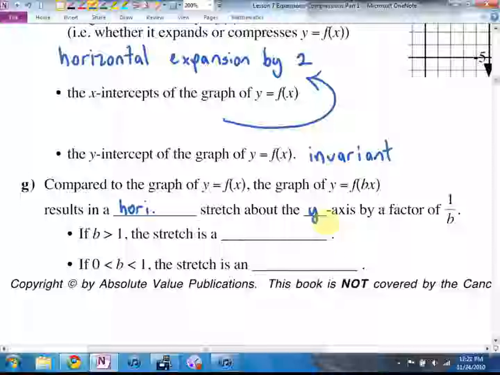5 over 4. Is 5 over 4 bigger than 1 or smaller than 1? Then it's an expansion. That's how I do the flip, and then I just say, if it's bigger than 1, it's expanding. If it's smaller than 1, it's compressing. So what if there was a 7 over 4 there? Compression by 4/7, which I would never give you because 7 is a yucky number to do math with.